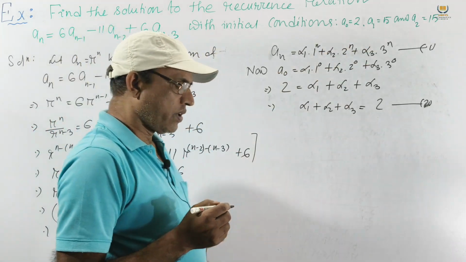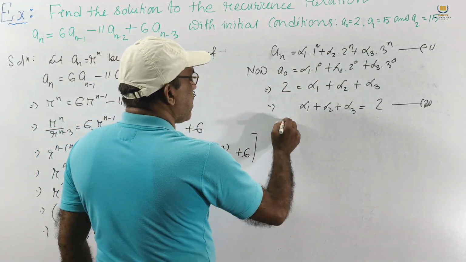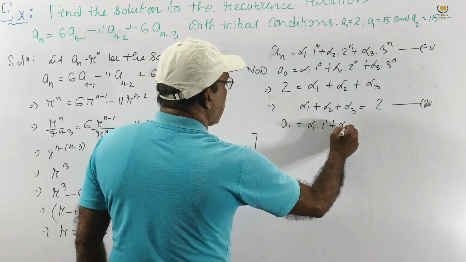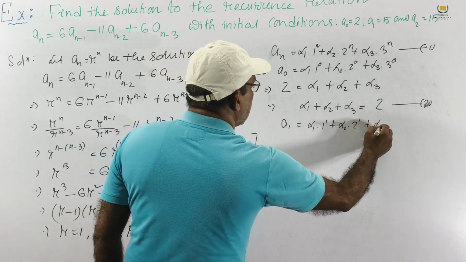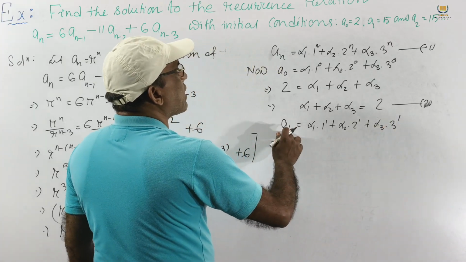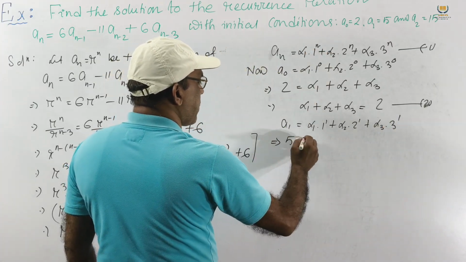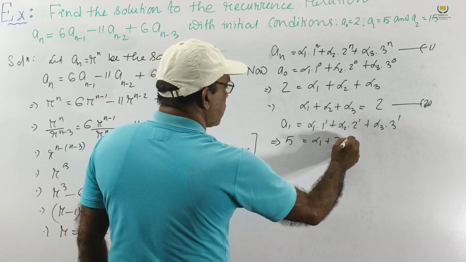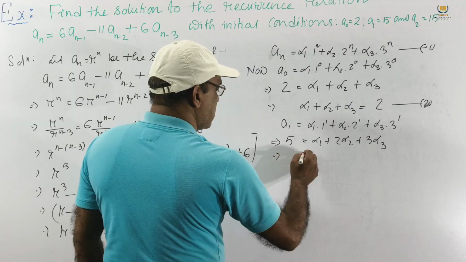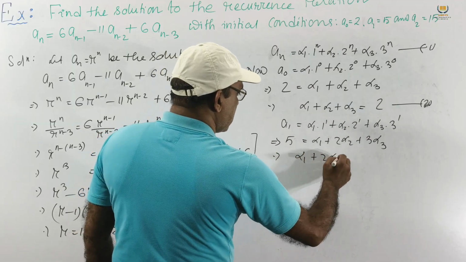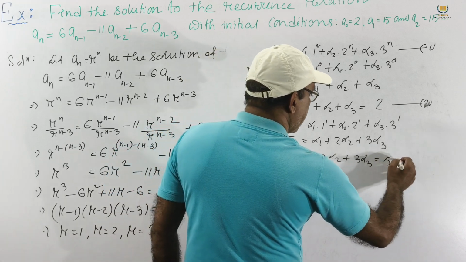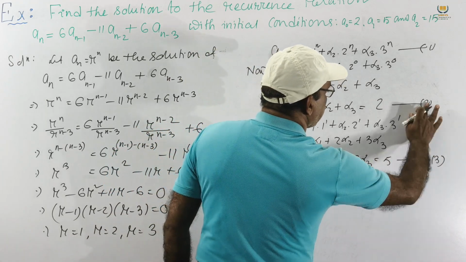Next, putting n equal to 1, a1 equals alpha 1 into 1 to the power 1, alpha 2 into 2 to the power 1, alpha 3 into 3 to the power 1. a1 is 5, so alpha 1, 2 alpha 2, 3 alpha 3. So this will be alpha 1 plus 2 alpha 2 plus 3 alpha 3 equal to 5. This is number 3 we get.